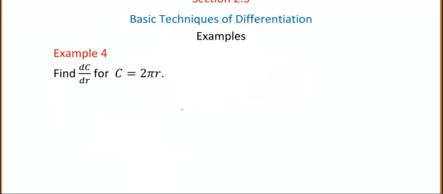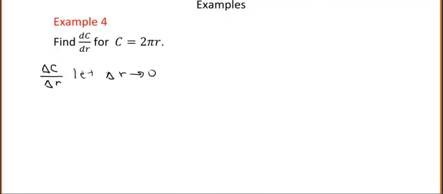One more example. All right, this is the formula for the circumference of a circle. Let's suppose we want to take the derivative of c with respect to r. We want to find the instantaneous rate of change in c with respect to r. Remember, what we're doing is we're looking at delta c over delta r, an average rate of change, and taking the limit as the delta r goes to 0. And we're letting that happen. And that gives us dc over dr, okay?